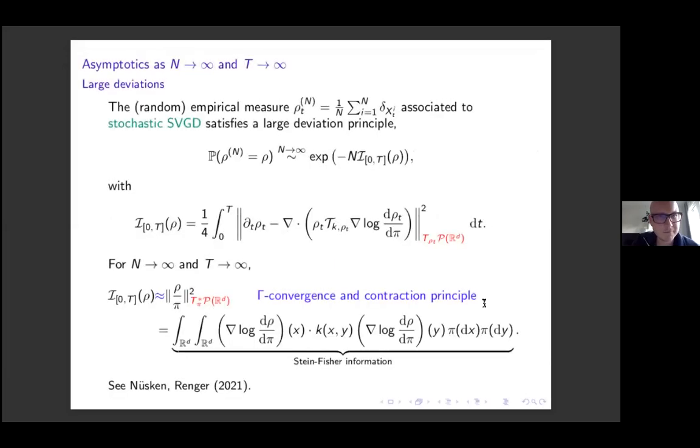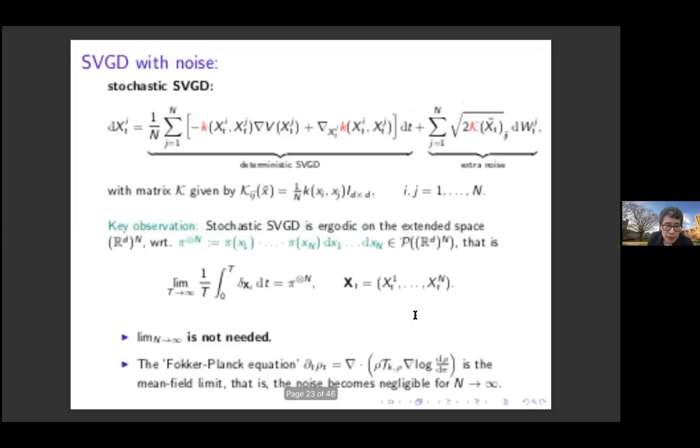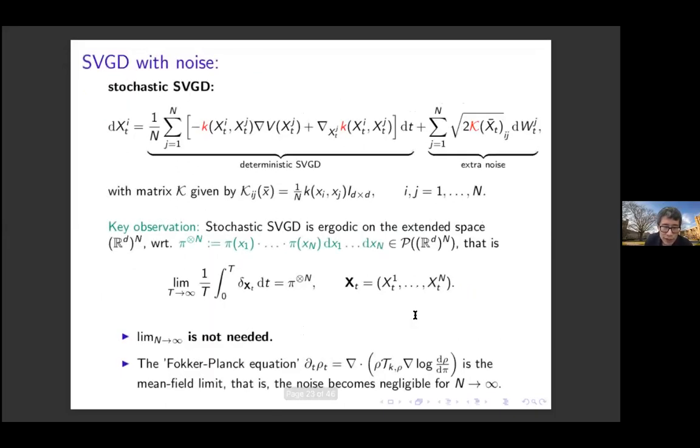Can I ask a question? Yes, sure. For the previous thing, SVGD with noise, it seems there is a trade-off between N being large or small, right? Because if it's very large, then it's essentially just deterministic, but when it's very small, then it's far away from the mean field. So in practice, how would you choose N for this stochastic SVGD?